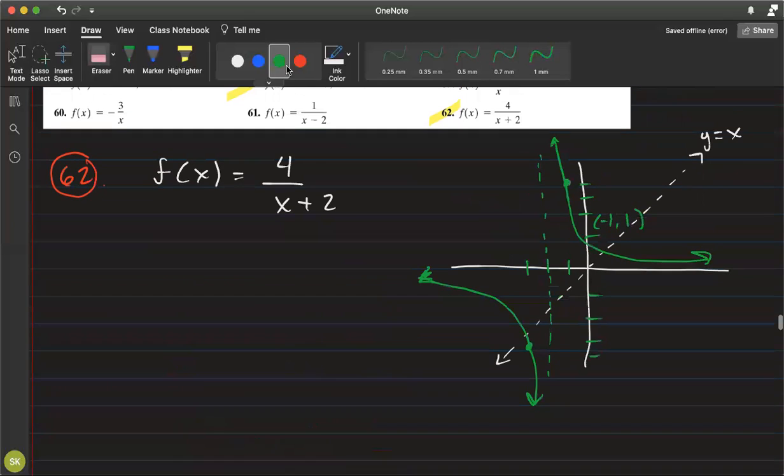Okay, how do we find the inverse function? Well, we set this equal to y, and then we switch the roles of x and y.